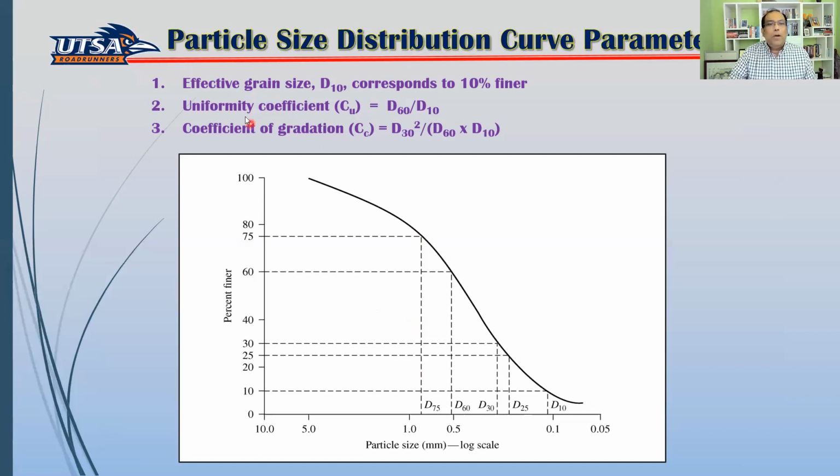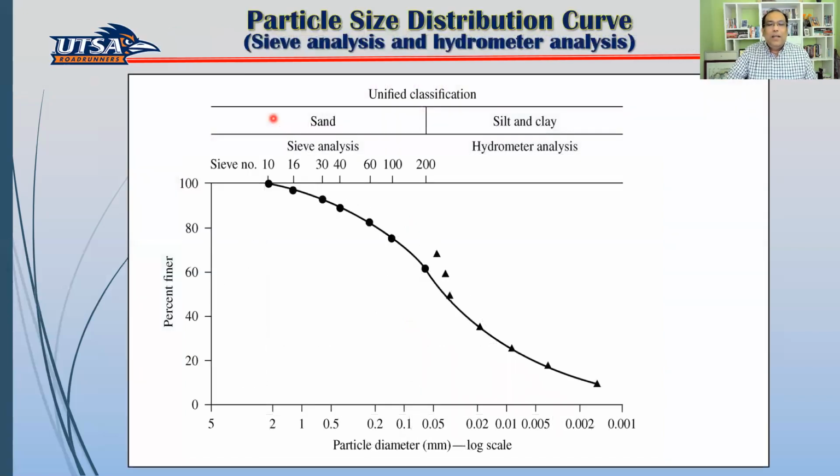But the most important ones are your D60, D10, and D30, because you need D60, D30, and D10 for the calculation of your CU and your CC, because these two parameters are extremely important to classify the soil. Okay, which we'll discuss in chapter 5 or 6. Okay, so now let's see how you can use these parameters for this particular case here.